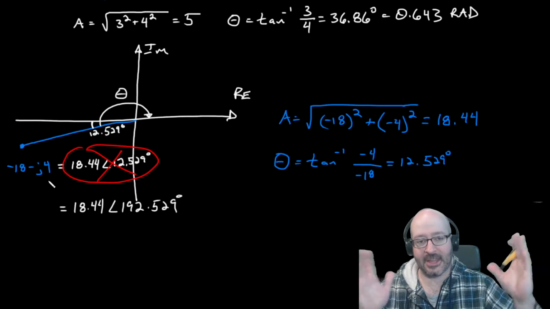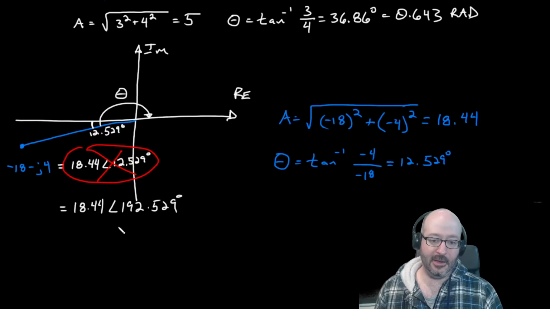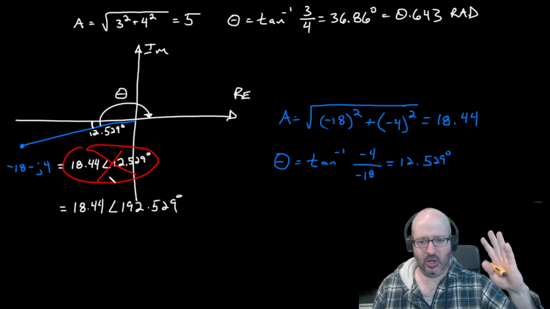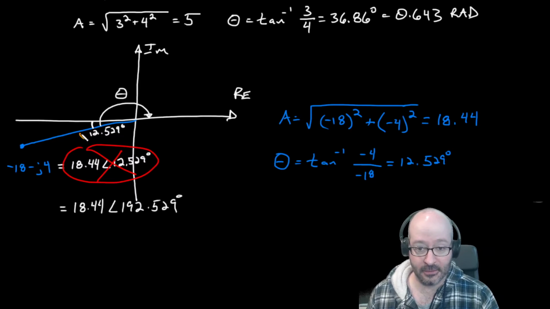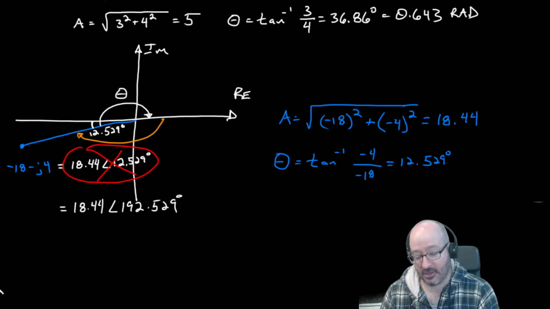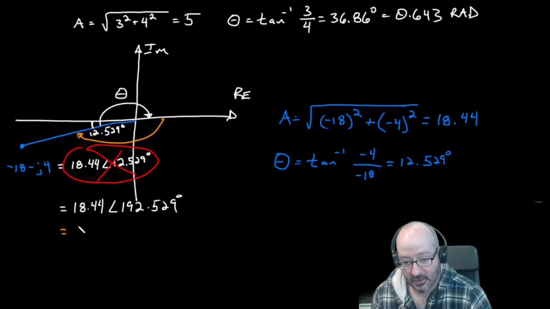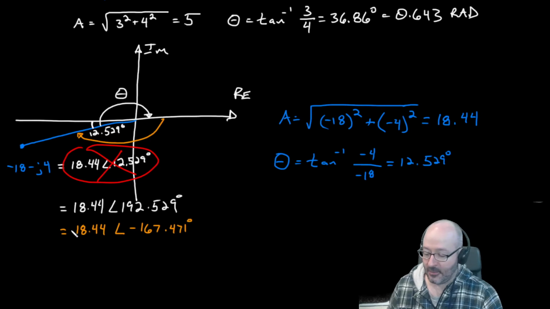By convention, we try to keep our angles between plus and minus 180, just so that they don't get overly large. So you'll often see this with the equivalent angle, which is really just this angle here, right? So I'm going to take 192.529 and subtract 360, and that will get me the equivalent 18.44 at an angle of negative 167.471 degrees. Okay, and that would be the preferred form.